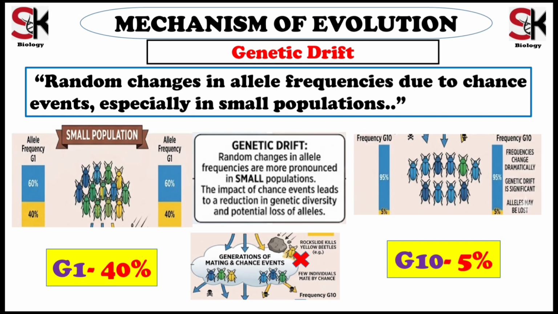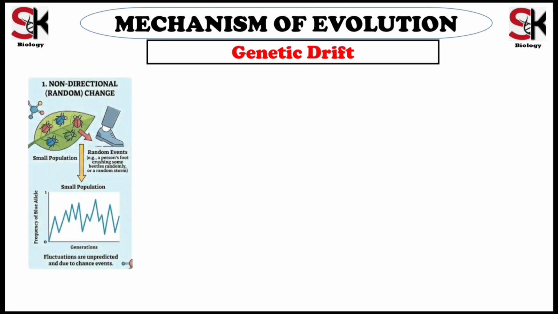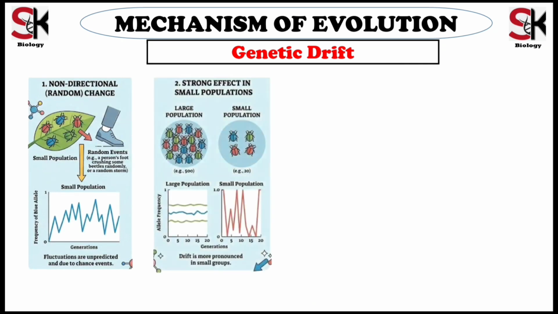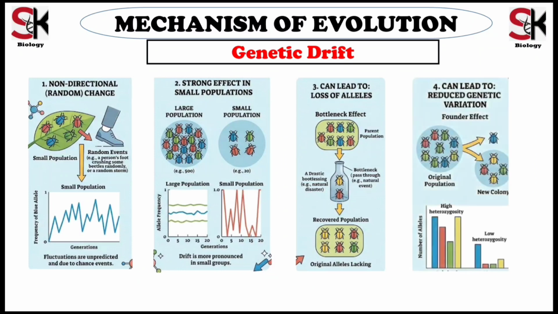Genetic drift shows 4 important characteristics. The first one is that genetic drift is random, that is, non-directional. The second characteristic is a stronger effect in small populations than in large populations. Third, genetic drift can lead to loss of alleles. And the fourth one is that it can lead to reduced genetic variation.